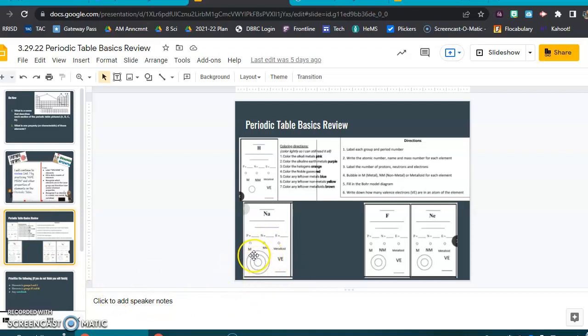Remember, 2 electrons in the inner shell, no more than 8 in number 2, and that's where your valence electrons are found, on the very outside.